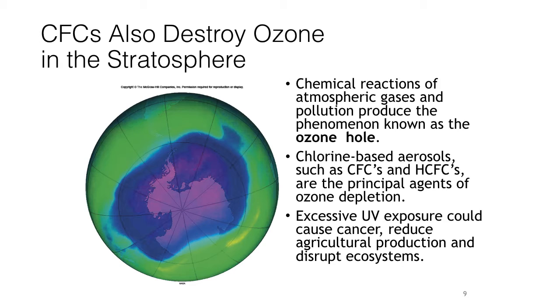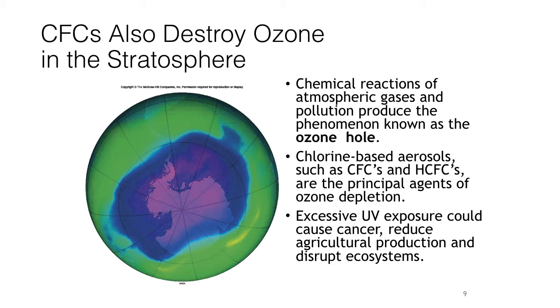Long-range pollution transport and the chemical reactions of atmospheric gases and pollution produce the phenomenon known as the ozone hole, a thinning of ozone concentrations in the stratosphere. This phenomenon was discovered in 1985, but has probably been developing since at least the 1960s.